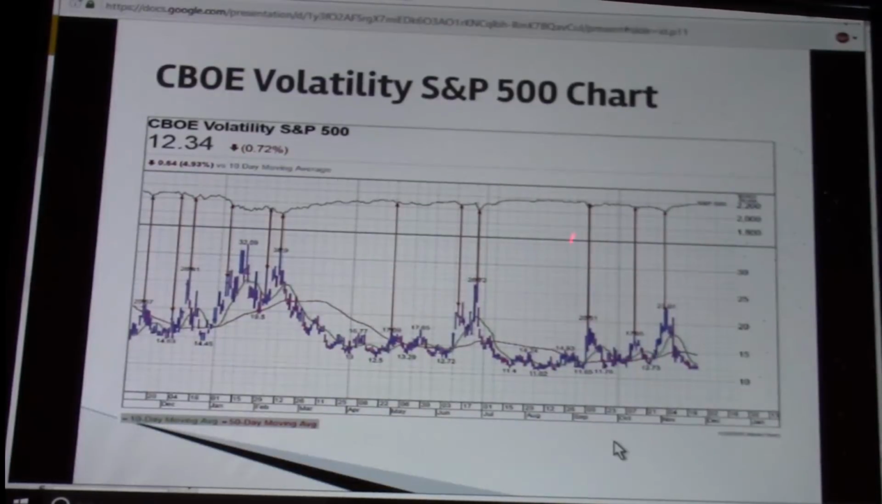What you want to worry about is when the 10-day is above the 50-day, that's typically an upswing. Which means the 10-day above the 50-day in the NASDAQ Composite and the S&P 500. This is an inverse.